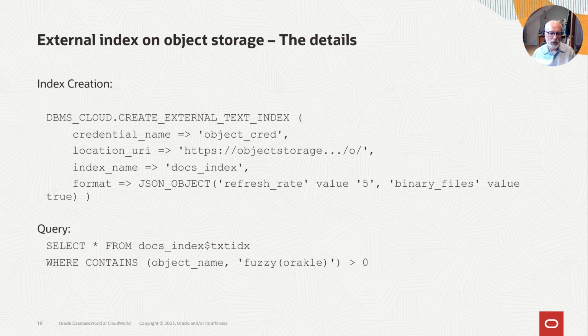And then we can use a contains query, as we did for the in database search. And we can search the object name column, which is in this case where the index is created, and we can search it for content words. And here we're doing a slightly more complex search than we've seen before. We're doing a fuzzy search, and that's looking for words that sound similar to Oracle spelt with a K. So fuzzy is just one of the many operators that we provide in Oracle Text, and we will see that in slightly more detail in a second.